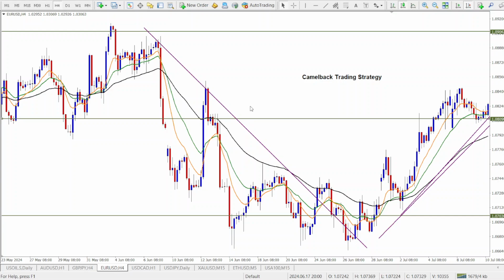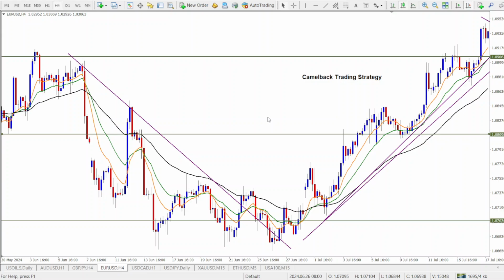Okay, so always watch out for pullbacks to the moving averages for entry opportunities. Always confirm your entries with price action and momentum, and always use proper risk management.